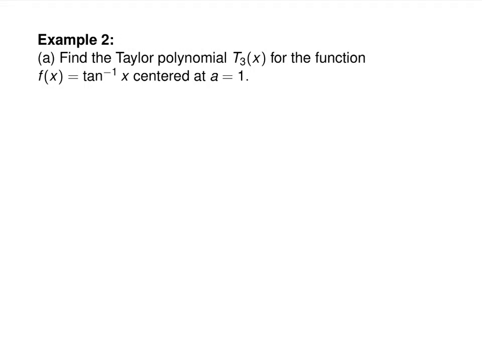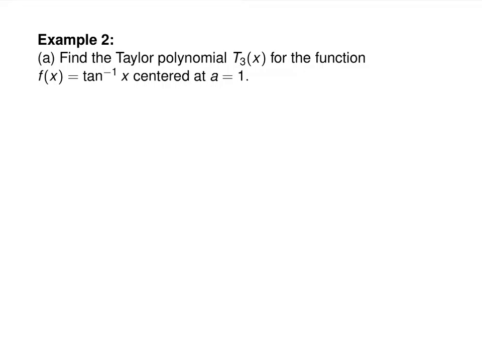We were talking about Taylor polynomials. So I'd like you to find the Taylor polynomial T3 of x for the function inverse tangent centered at a equals 1. Okay, so first of all, why can't you use your Maclaurin series that you know for inverse tangent? Because it's at a equals 1 and the Maclaurin series is centered at a equals 0.